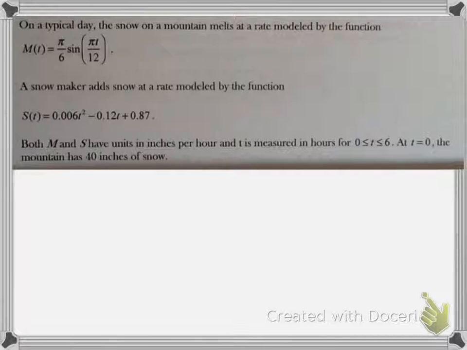So first and foremost, on a typical day, the snow on a mountain melts at a rate, let's just highlight that right there, at a rate modeled by this function. Now here's what I like to point out to students: they're not showing you that typical f prime symbol. That's okay though. They've mentioned the fact that this is a rate, so this is a derivative, and I think that's really important for students to pick up on to begin with.